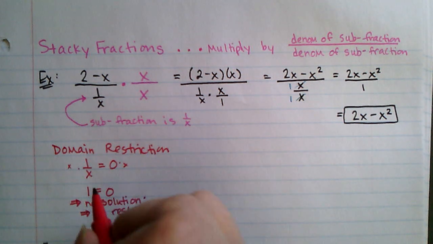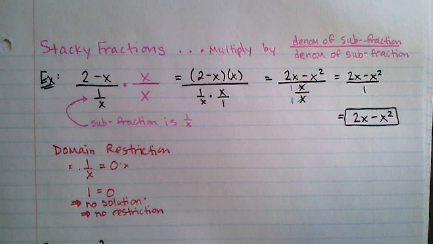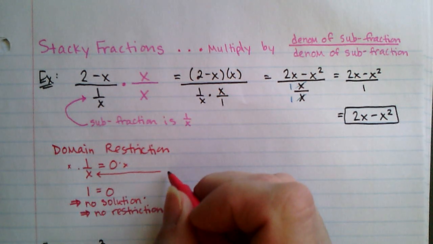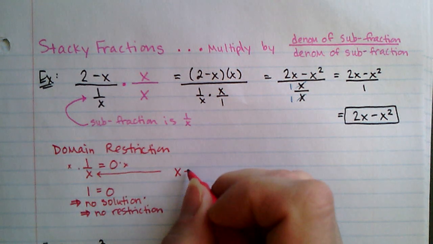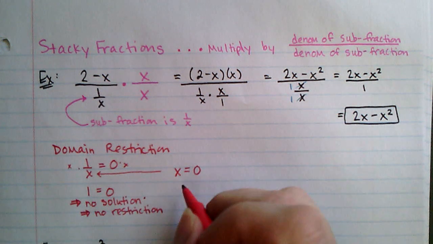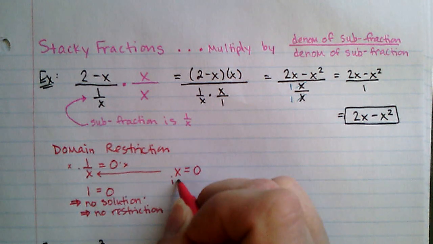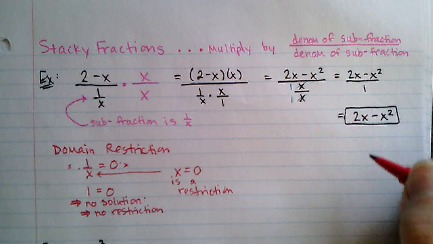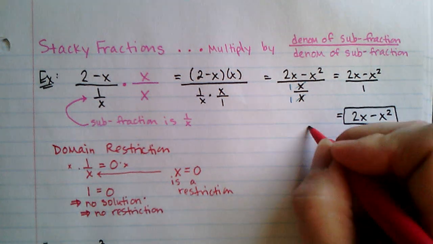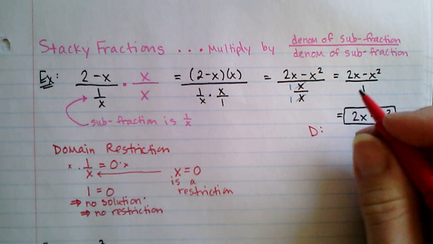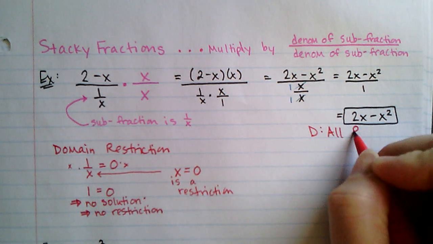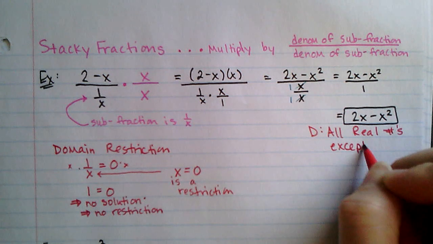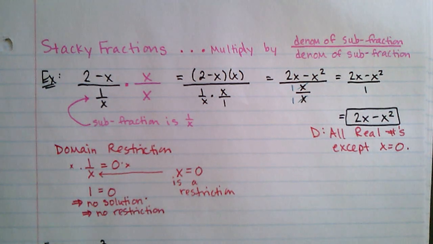However, this also has a denominator. So I also have to set this denominator equal to 0. So when I set that denominator equal to 0, that gives me x equals 0 is a restriction. So the domain for my ending function, I have to include that. So I'll have to say the domain is all real numbers except x equals 0.